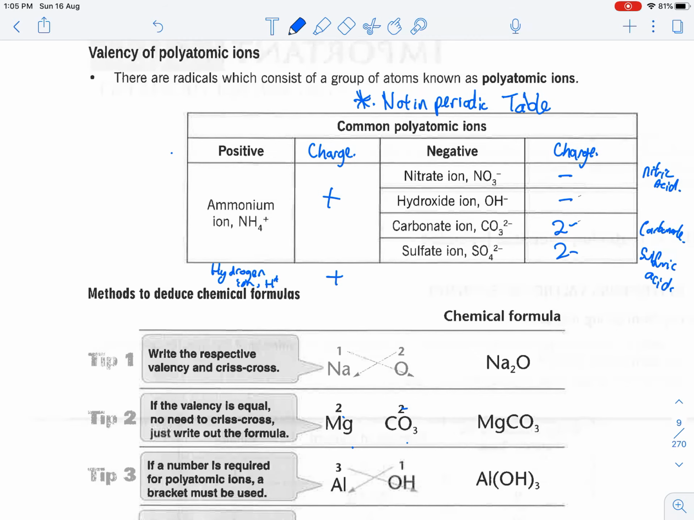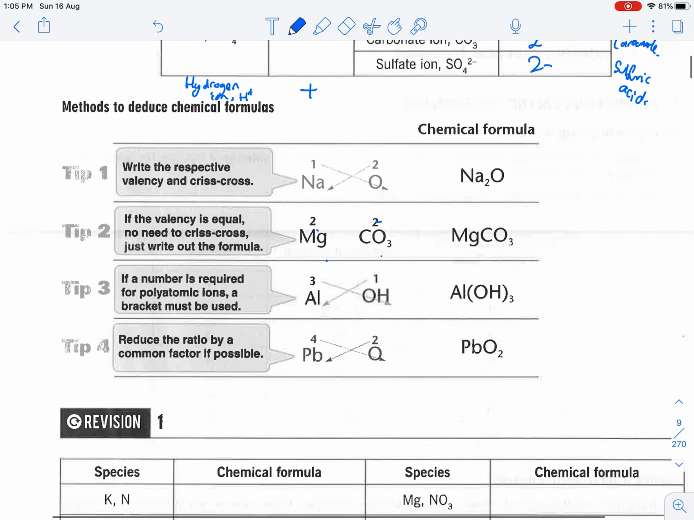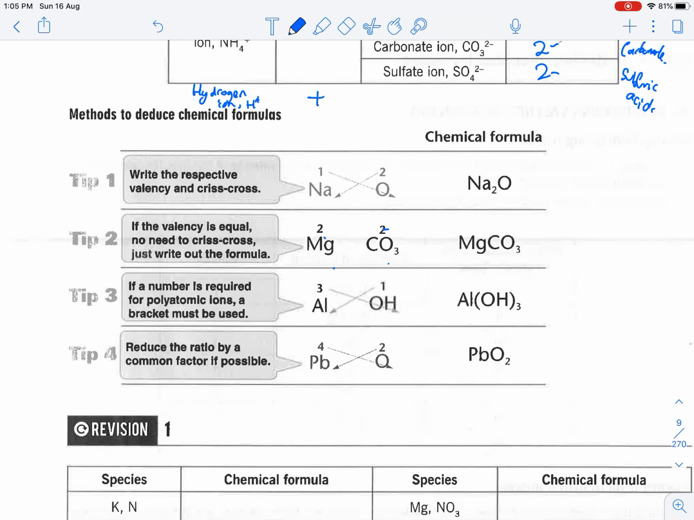Now how do we go about combining or forming the chemical formulas? Number one is by writing the charge at the top. You just do a crisscross, then you will be able to write the formula. Do take note that you have to remember to bracket the whole item if it's 2 and onwards. It's just that 1 you don't write.